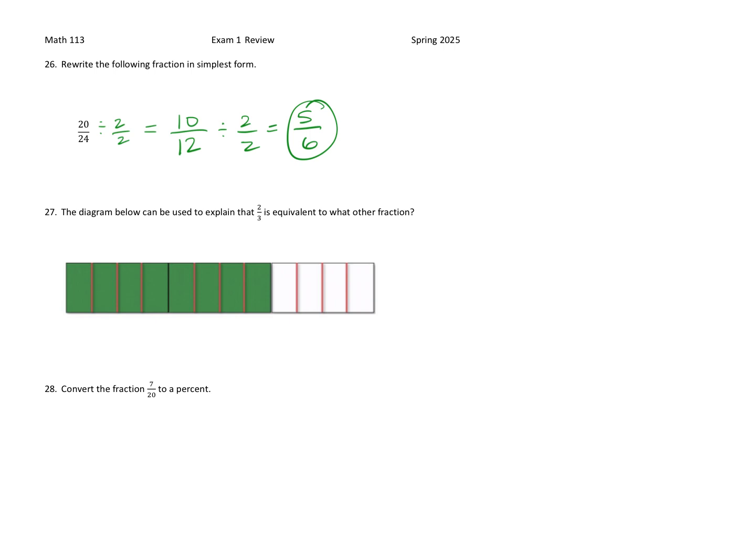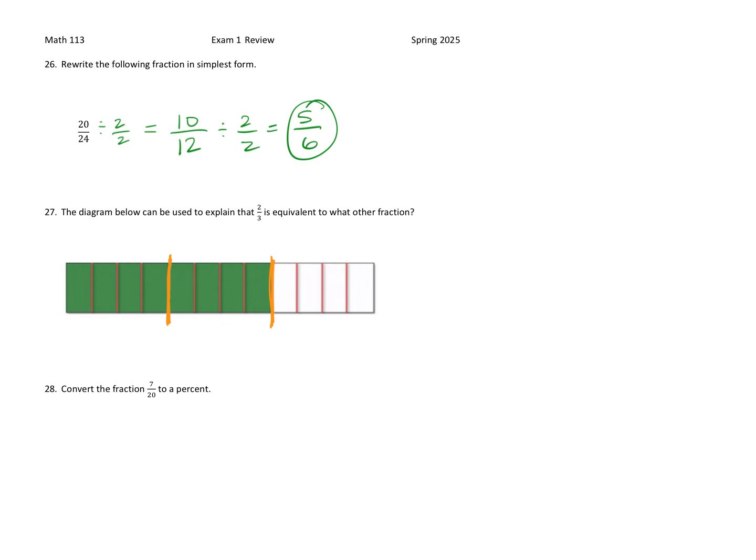27, the diagram below can be used to explain that 2/3 is equivalent to what other fraction? So this diagram is 2/3 because 2 out of 3 pieces are shaded. So you can see this is broken into 1, 2, 3 equal parts.